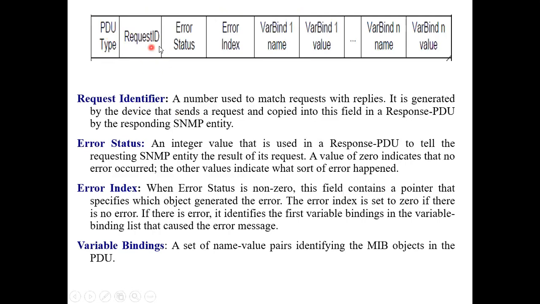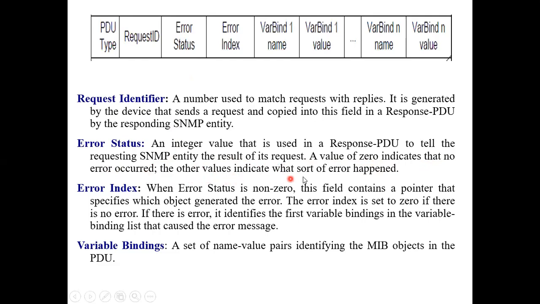Then the request ID, that is the request identifier. This is exactly what was there previously. So I will just read it out. So request identifier is a number used to match request with replies. It is generated by the device that sends a request and copied into this field in a response PDU by the responding SNMP entity. Then the error status, it is an integer value that is used in a response PDU to tell the requesting SNMP entity the result of its request. A value of 0 indicates that no error has occurred. So if I have यहाँ पे 0 means no error has occurred.